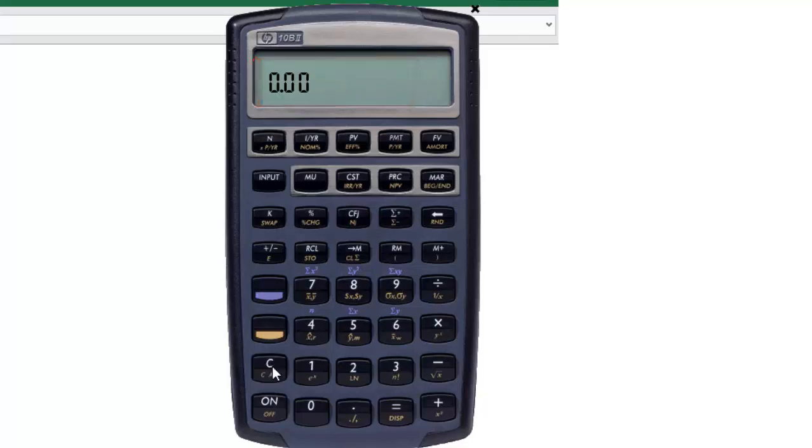For my first few examples, I will need 1 payment per year. So let's set that. 1, orange shift, payments per year, and let's check that. Orange shift, and clear all, 1 payment per year.